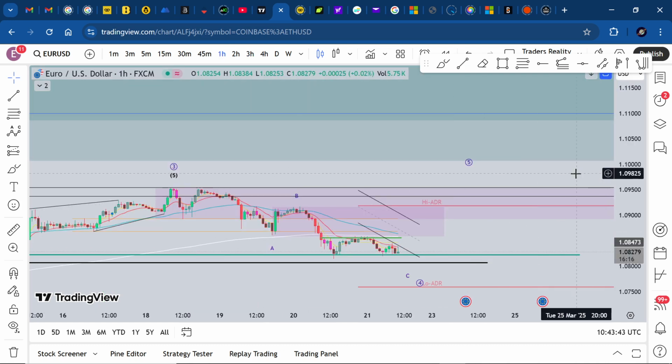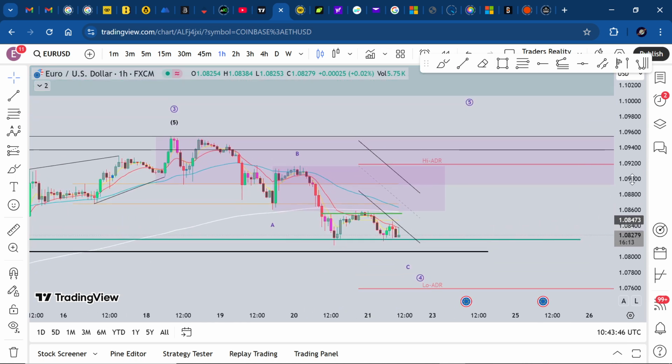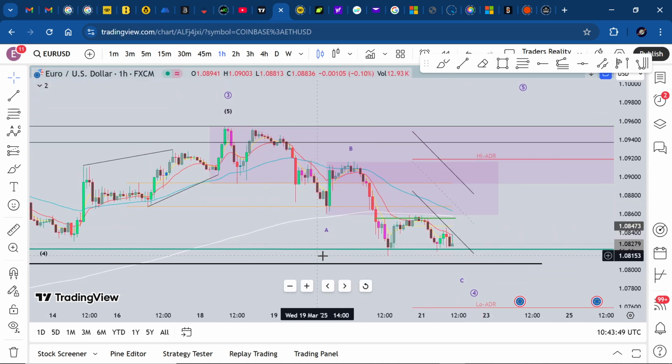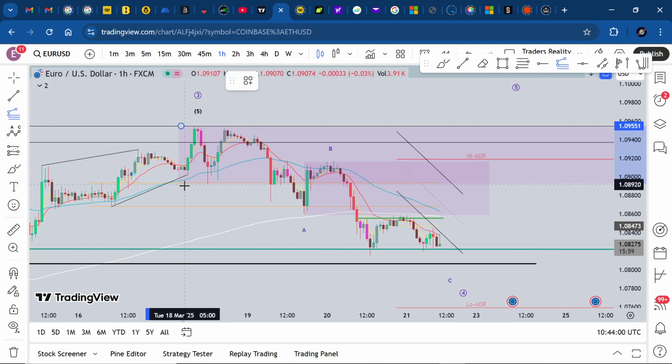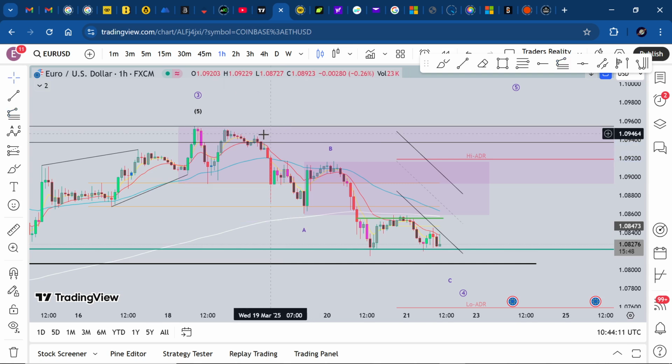Jumping in on the hour. Let's just dive in a bit more. So currently, 1, 2, 3, 4, 5 in A. I wanted it to be a diag, and it can be. But that third wave is longer than the first wave, which isn't ideal. It's not an invalidation, but it makes it a lot less likely. Otherwise, you got 1, 2, 3, 4, 5. Let me see if these lines would converge.